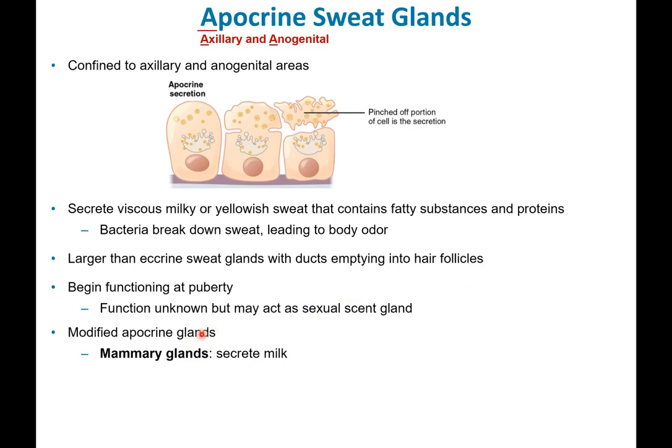The function of apocrine sweat glands in humans is unknown, but in certain mammals it is speculated that apocrine glands may behave as pheromones or sexual scent glands to attract opposite mates. Examples of modified apocrine glands include the mammary glands of the breast, which secrete milk product.